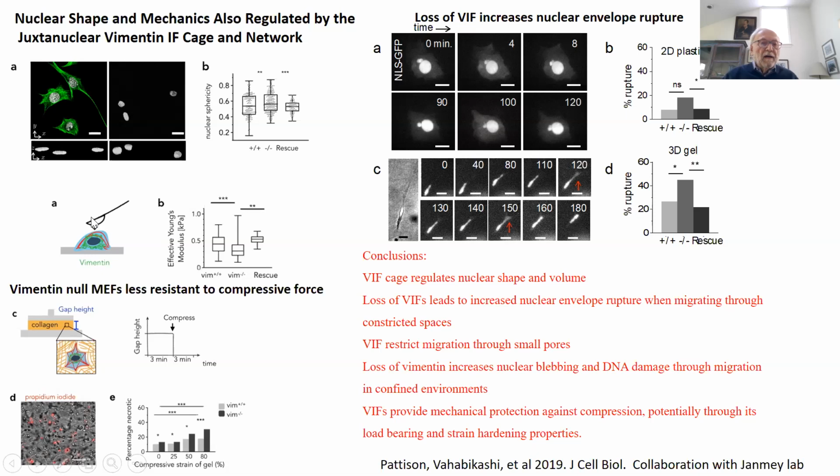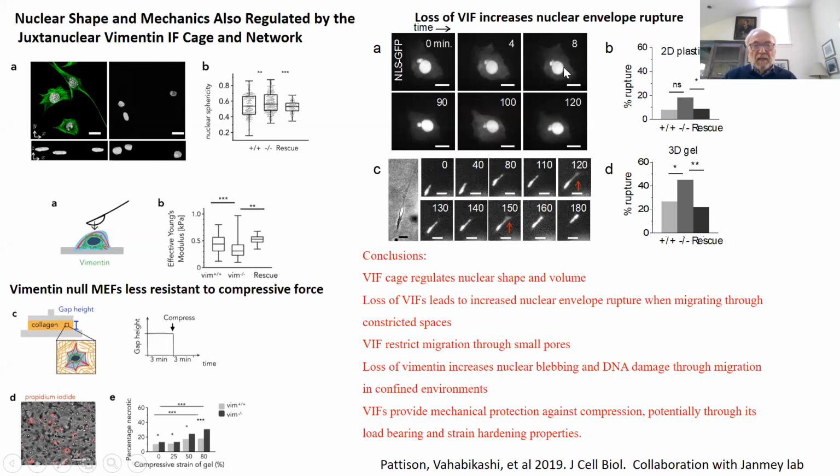And then again, doing nanoindentation above the nucleus with a round tip AFM probe, Amir was able to show that the nuclei of the Vimentin null cells are much less stiff. And the rescue also worked. This was actually published in 2019, in the Journal of Cell Biology. So I'll just review it quickly.